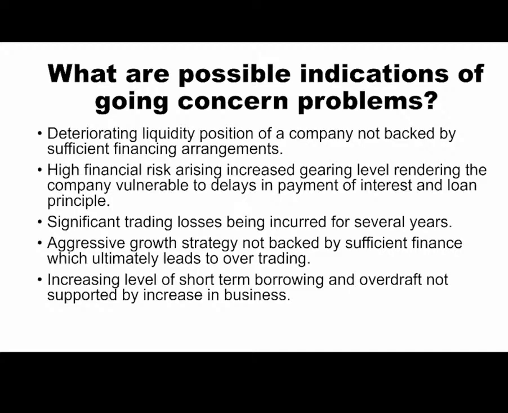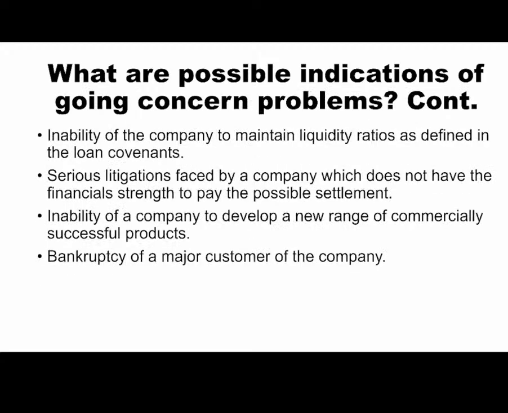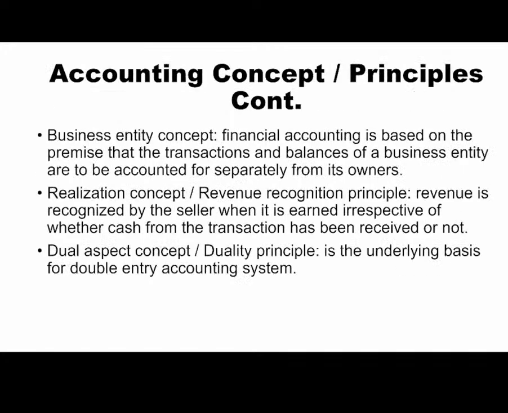Also, inability of the company to maintain liquidity ratios as defined in the loan covenants. Also, serious litigation faced by a company which does not have the financial strength to pay the possible settlement. Also, inability of a company to develop a new range of commercially successful products. Then bankruptcy of a major customer of the company. So those are the indications of a going concern problem.